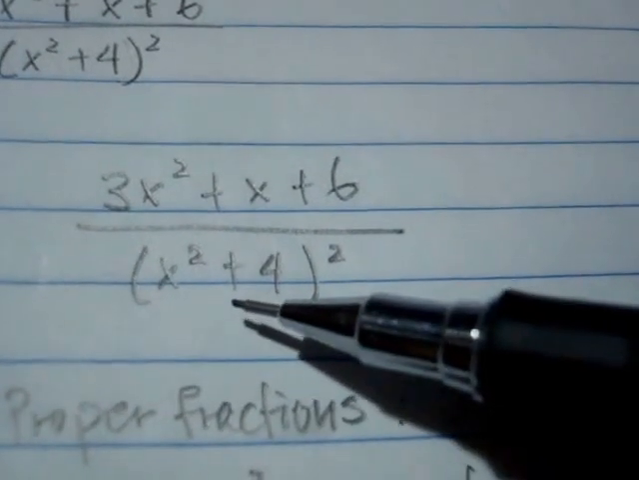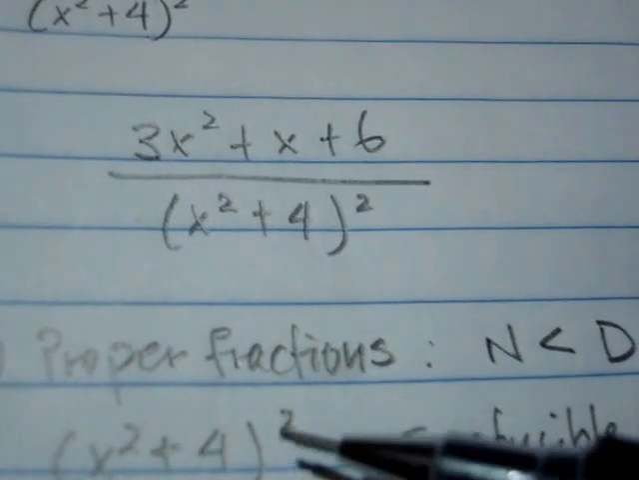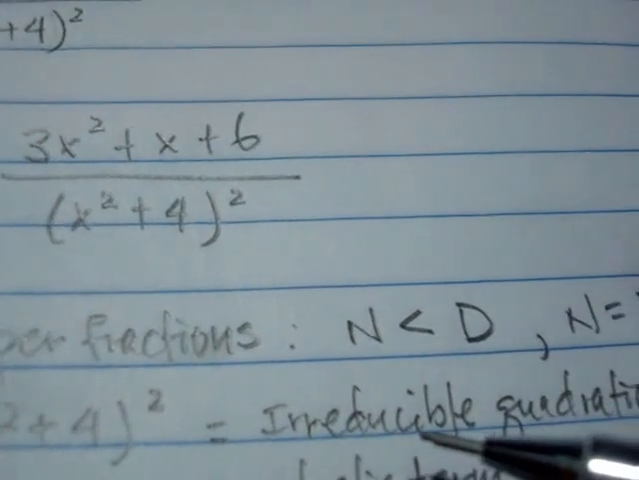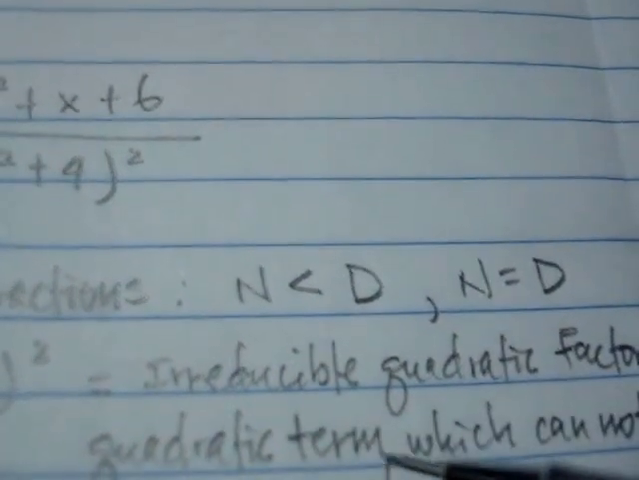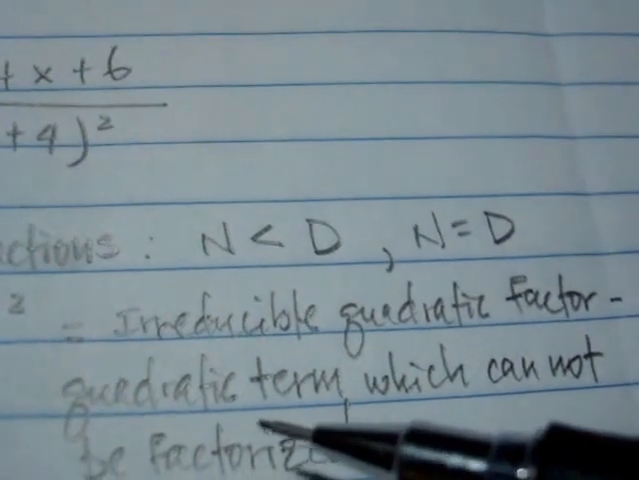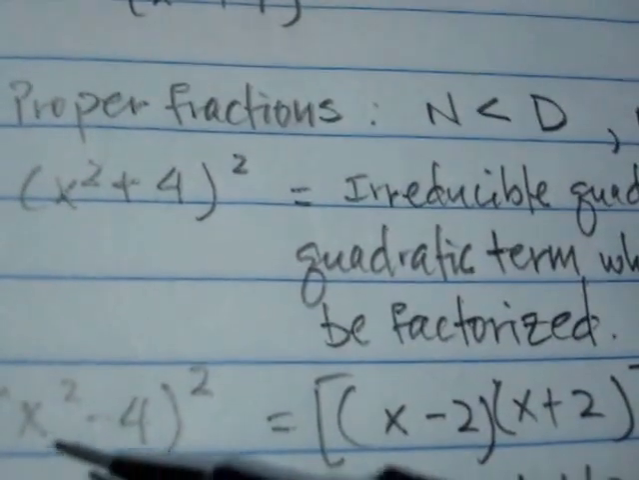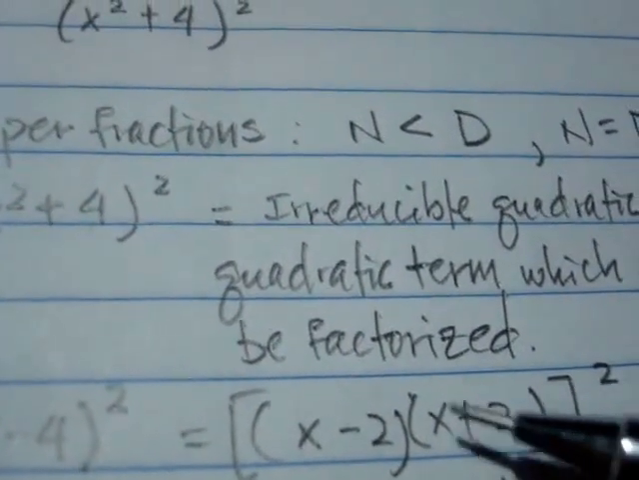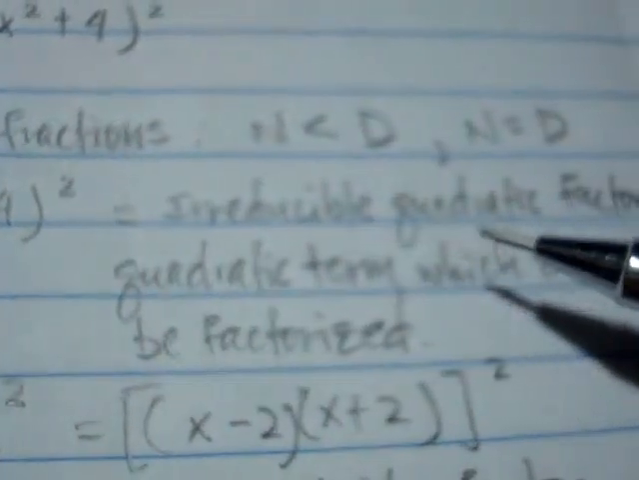Then the next thing that you need to recognize is that the x squared plus 4 raised to the second power is an irreducible quadratic factor. What does that mean? It means that the quadratic term cannot be factorized. But if you were given the denominator in this form, then it could be factorized into like this. But since the given is not factorized, it's called an irreducible quadratic factor.